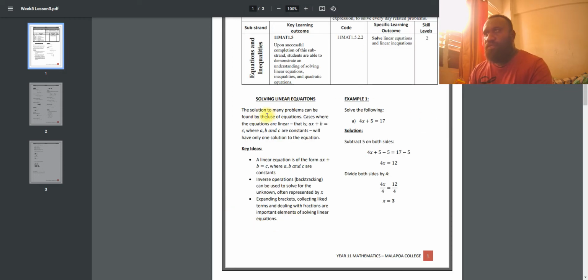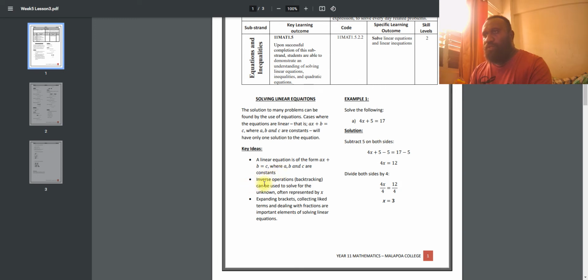The solution to many problems can be found by use of equations. In cases where the equations are linear, that is ax plus b equals c, where a, b and c are constants, we will have only one solution to the question. So the key ideas about solving linear equations are: 1. A linear equation is of the form ax plus b equals c, as mentioned, whereby a, b, and c are constants, or numbers.